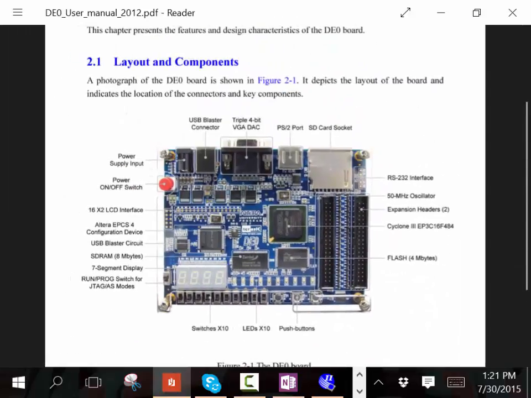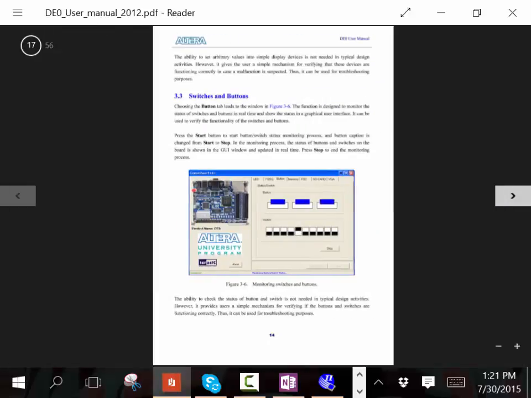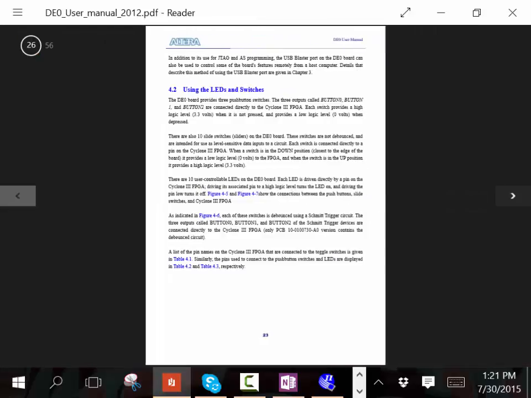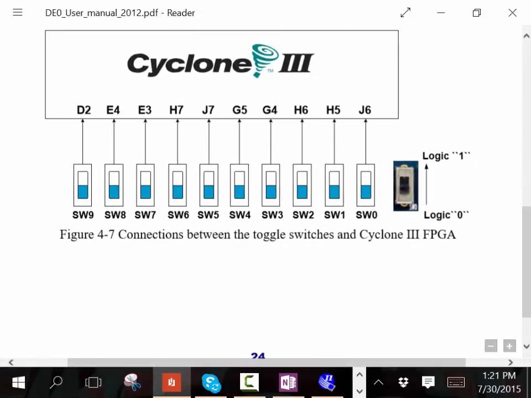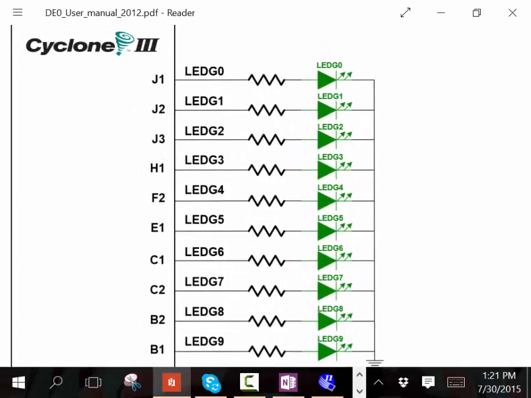Now, as we go through this board, this is the manual for it. In the manual, they show us here there are my 10 switches, and they show that switch 3 is on G4, H6, H5, and H6. So when I design the circuit, I can tell it what pins to put this onto. On the next page, this shows me my LEDs.